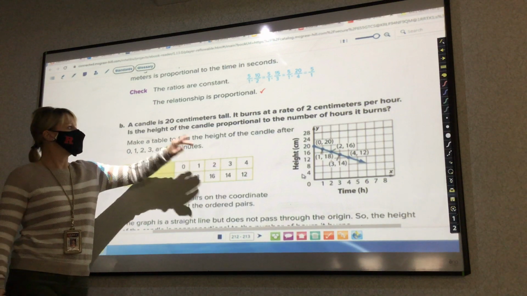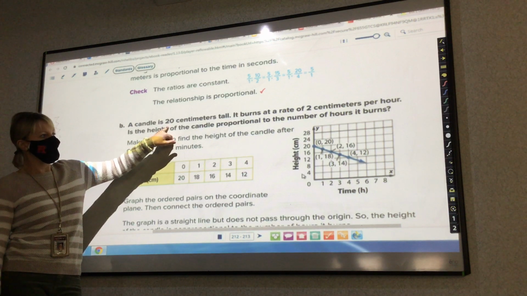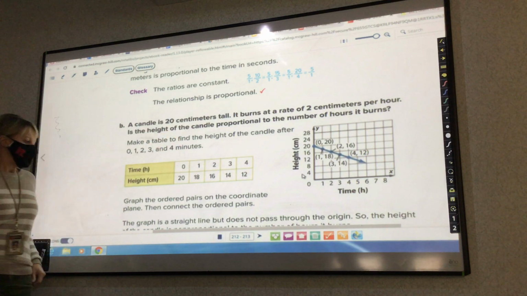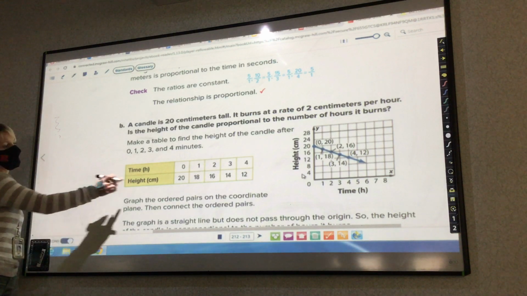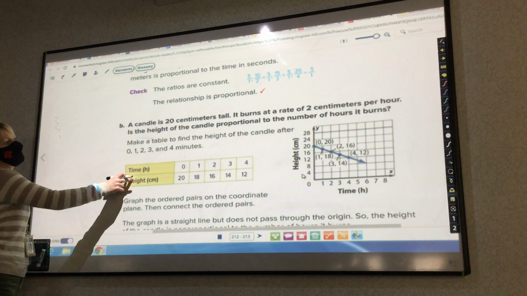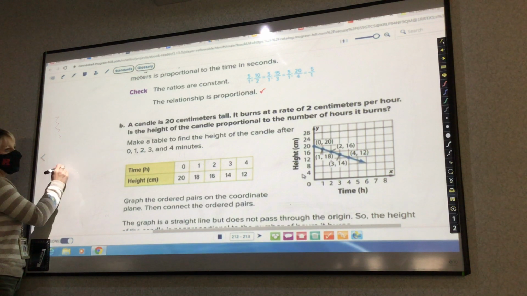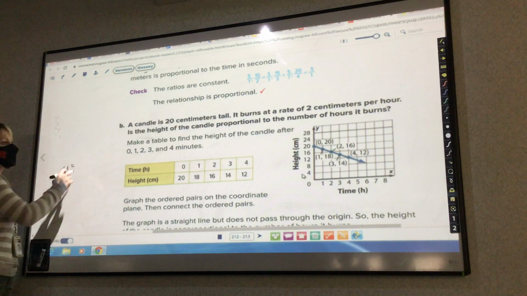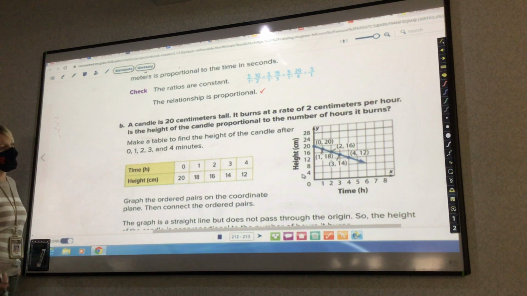Okay? So the candle's 20 centimeters tall. It burns at a rate of 2 centimeters per hour. So to figure out the graph, how would I do it? Y equals 2 centimeters per hour is my constant. So if I start, I can't really have a constant, can I?